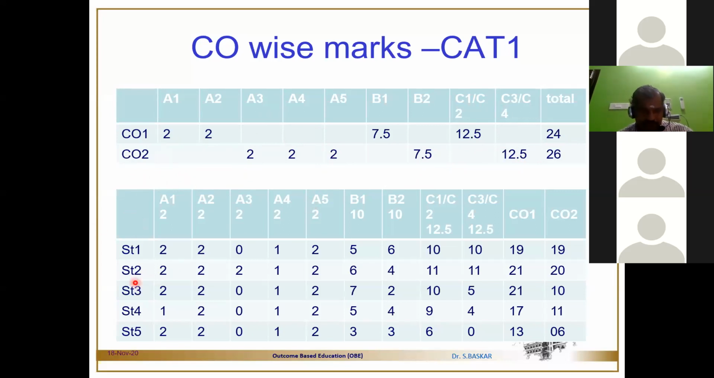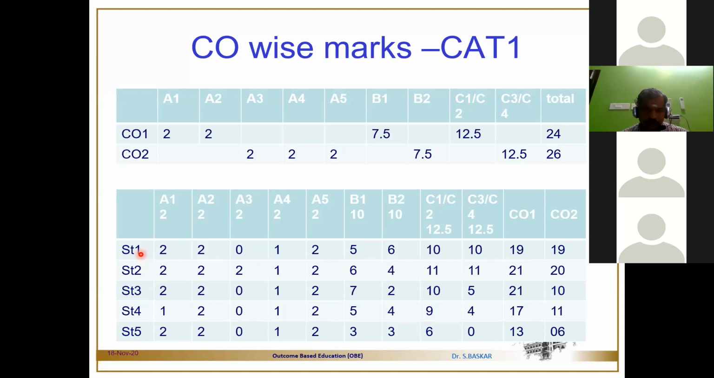Let us assume that only 5 students are there. Student identity is ST1, ST2, up to ST5, where ST1 is student 1 and ST5 is student 5. Let us assume that I have randomly taken the distribution of marks obtained by each and every student. After the evaluation is over, we know the mark obtained by each student for each question. Because we already have the mapping between question and the COs, from that we are able to get the total mark obtained by each student with respect to COs.